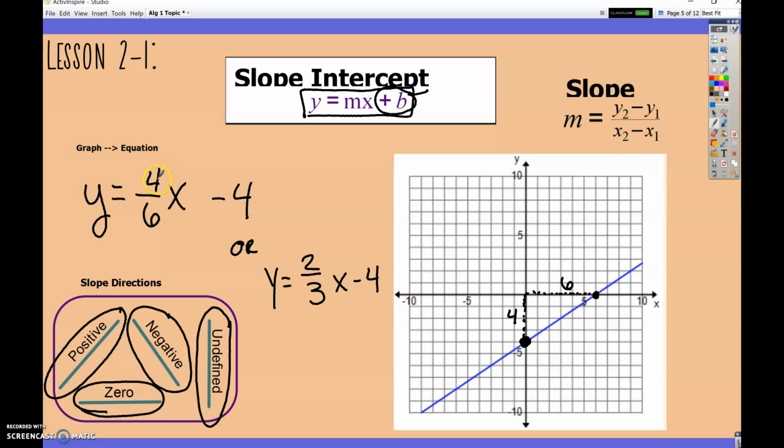Think about it. 4 and 6 are both divisible by 2. 2 goes into 4 2 times, and 2 goes into 6 3 times. If I come to the graph, I'll be able to see that I could have started here and gone up 2 and over 3 and had a more reduced slope. Either way, you need to be able to find a y-intercept on a graph, draw your little slope triangle and do your rise over run, and put it in a slope-intercept equation.